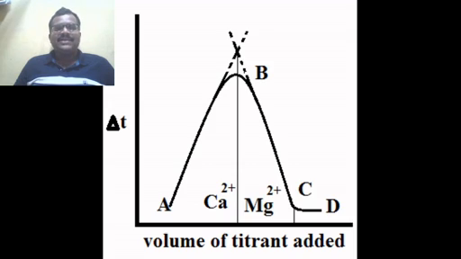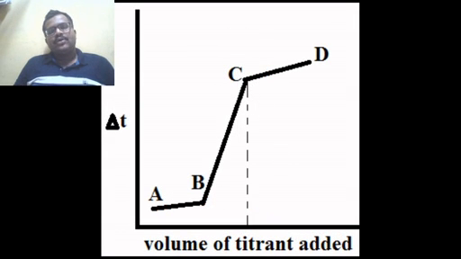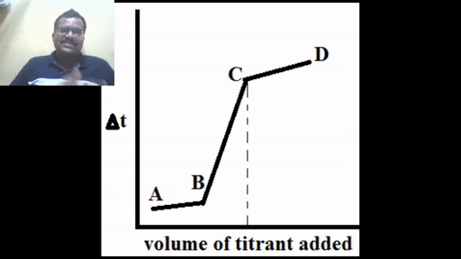Now the second example is titration of strong acid and strong base. During this titration we get three lines in our graph. First, AB, which shows a slight increase in temperature, which is due to the exchange of heat between the system and the surrounding.